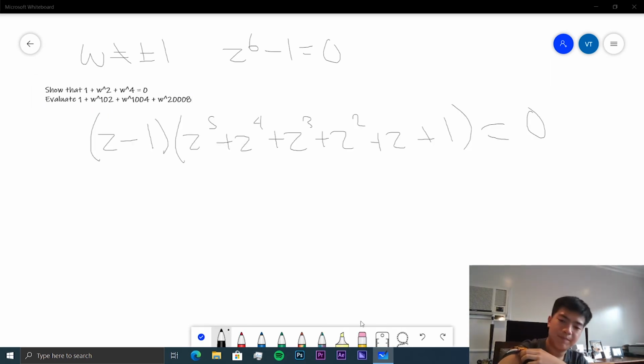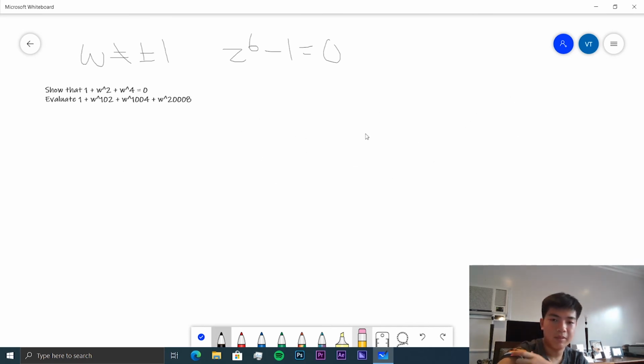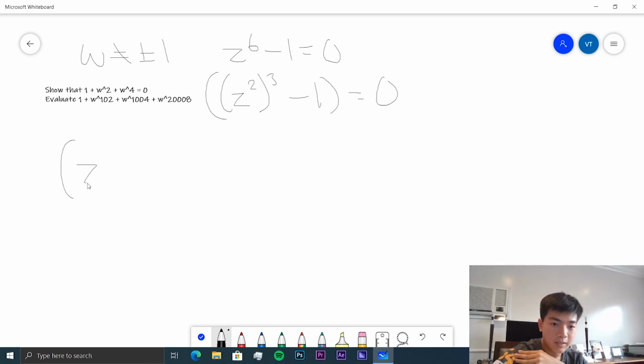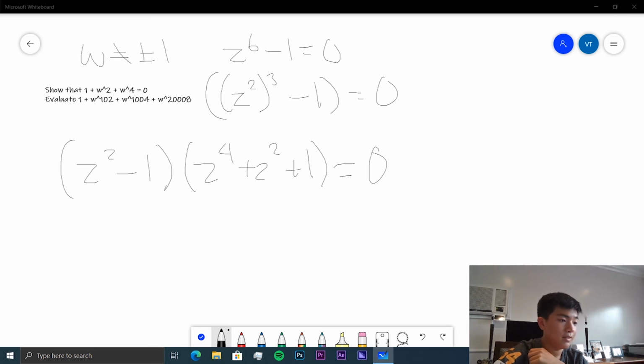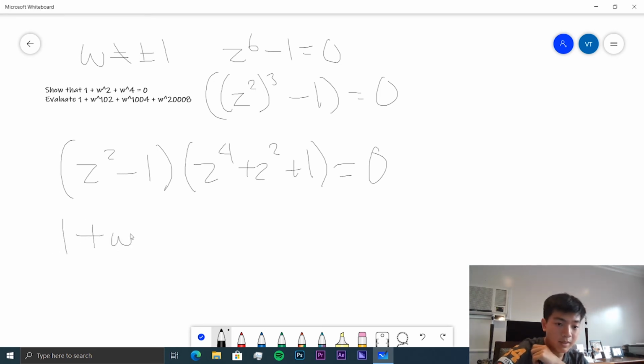If they want the specific one, we can just use the fact that this is equal to z squared cubed minus 1, which we can factor into z squared minus 1 times z to the 4 plus z squared plus 1 is equal to 0. So since omega is not equal to plus or minus 1, which are the solutions to this, it must be a solution of this. So that's why. That's the answer. And so now we must evaluate 1 plus omega to the 102 plus omega to the 1004 plus omega to the 20,008.